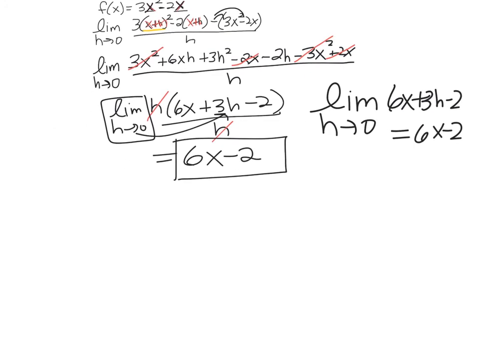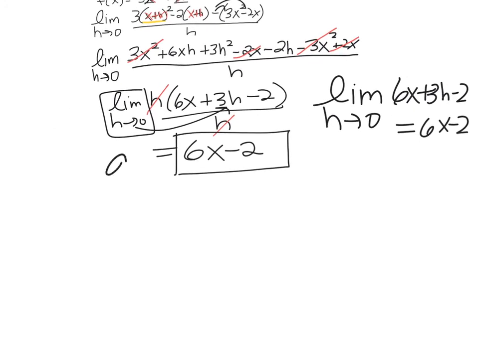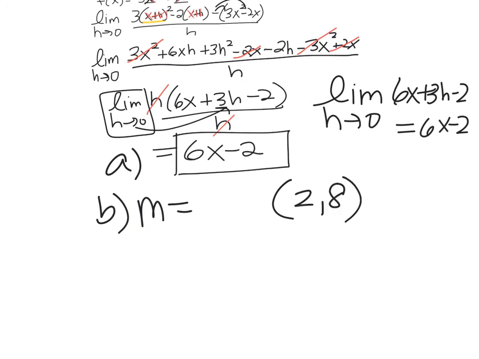So that's part A. Part B is now we have to find the slope at the point. What was the point? It was 2, 8. We need to find the slope at that exact point, 2, 8. So we're going to use our formula, and we're going to plug this in. We don't need the 8 because there's no y in our formula. There's just x.